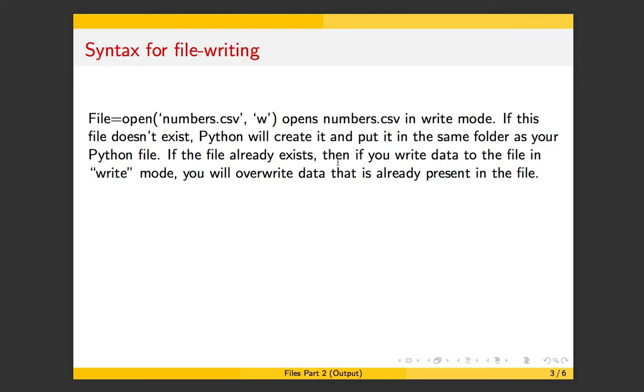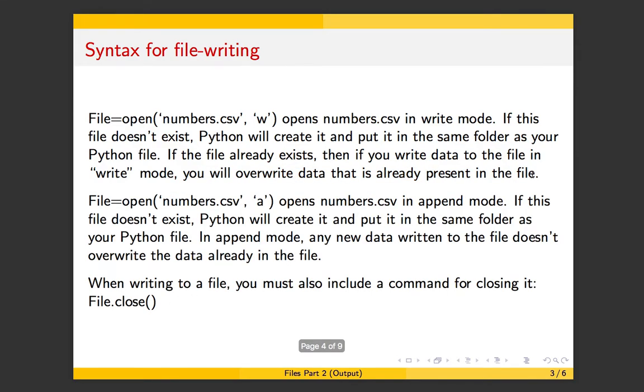Now, suppose that this file already exists. You open it in write mode, and then you write some data to it. You will overwrite all the data that was already there. So you'll basically wipe the file clean and then put your new information in there. Well, suppose you don't want to do that. Suppose you want to keep the information that was already there and just add extra information to the file. You would open it in append mode to do that.